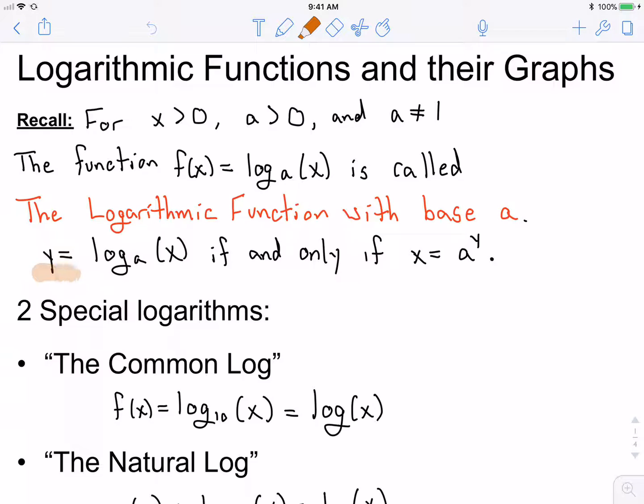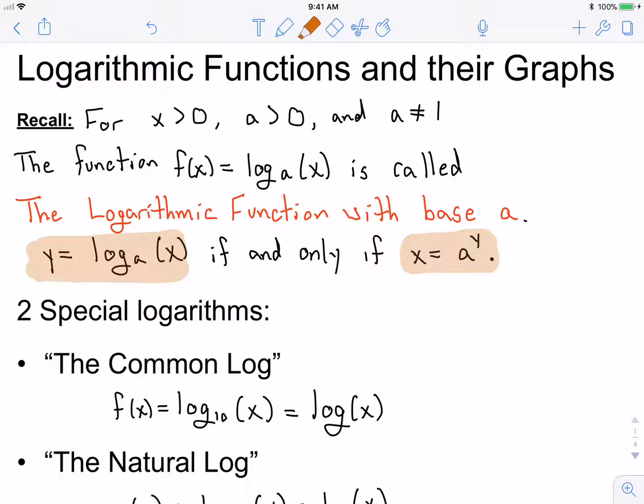If some y value is equal to log base a of x, this happens if and only if we can move the log to the other side. It becomes an exponential, and we have the same equation now, but x equals a to the power y.